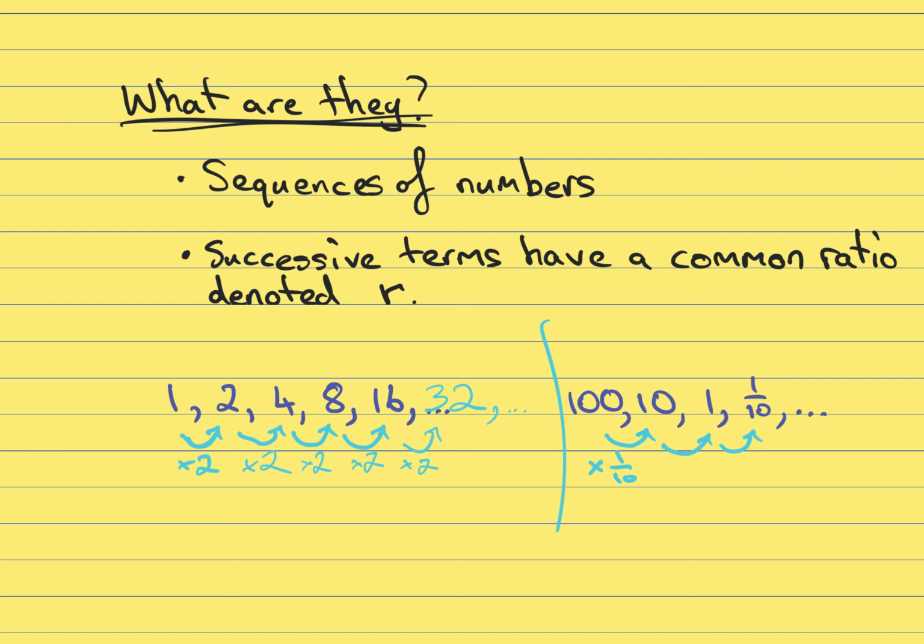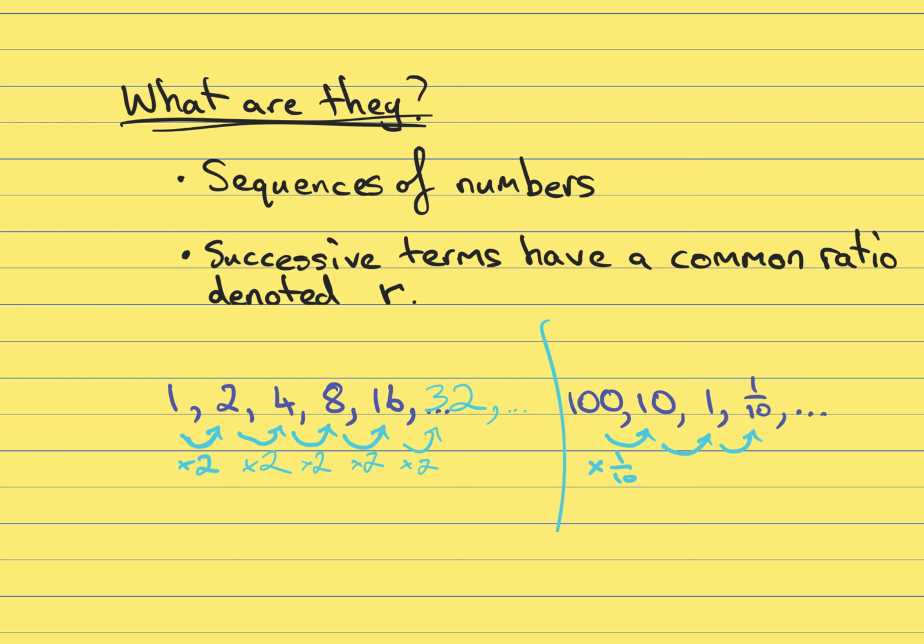On the right, we've got another example of a geometric sequence. It looks a bit different. The terms are 100, 10, 1, 1/10, and so on. This time the numbers are actually getting smaller, so what we're doing here is multiplying by a number less than 1. So multiplying by 1/10, or if you like, dividing by 10, but it's the same thing.